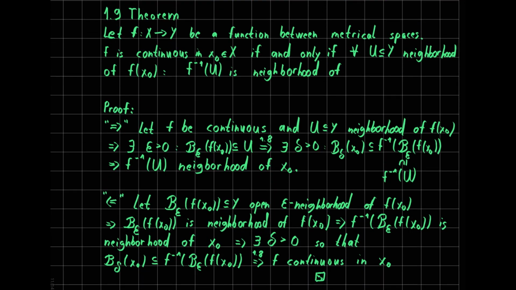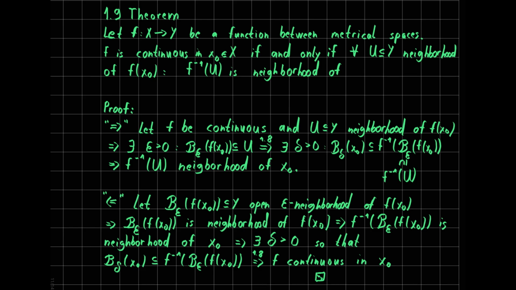1.9 Theorem. Let f from X to Y be a function between metrical spaces. f is continuous in x0 if and only if, for all U subset of Y, neighborhood of f of x0, the pre-image of U is a neighborhood of x0. Or to put it simply, for continuous functions, the pre-images of neighborhoods of f of x0 are neighborhoods of x0. To prove this, let's start with the forward direction.